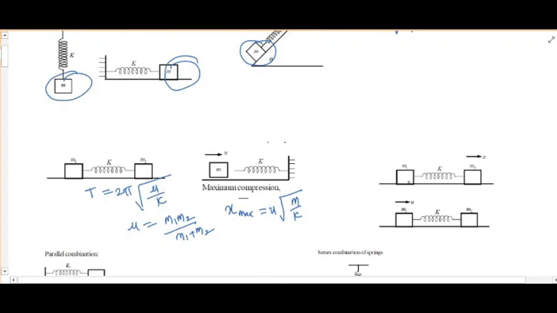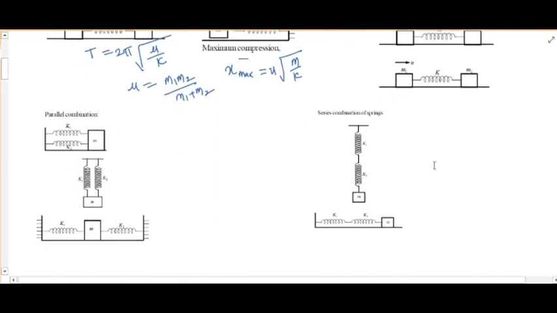So here 2 masses m1 and m2 are connected with a spring of spring constant k. In that, one is moving with velocity u. Here also the same case, this object is moving with velocity u. In these 2 cases, maximum compression x max is equal to u into square root of m by k when only one mass is taken. When 2 masses are considered, it is u into square root of mu by k, where mu is the reduced mass, that becomes m1 m2 by m1 plus m2.